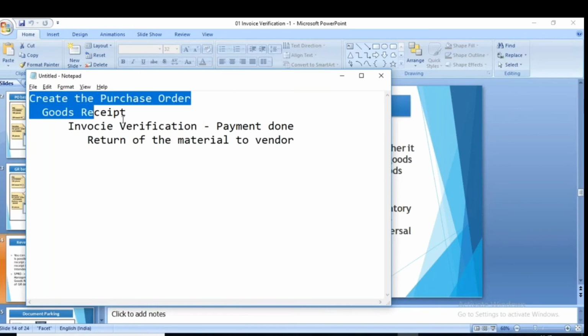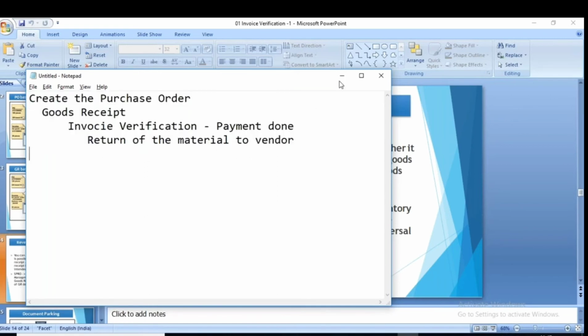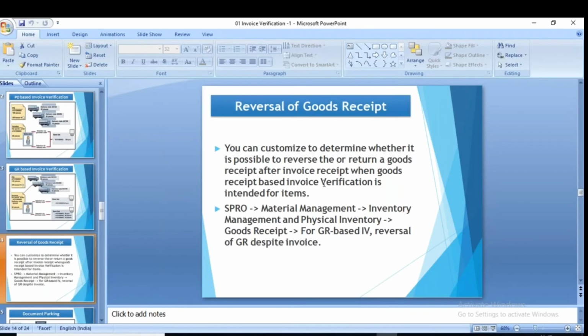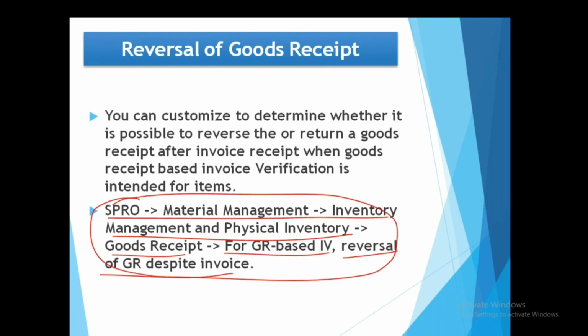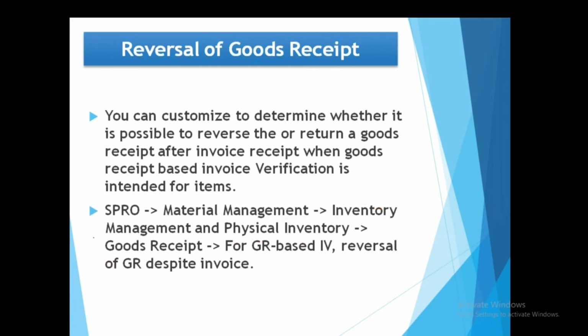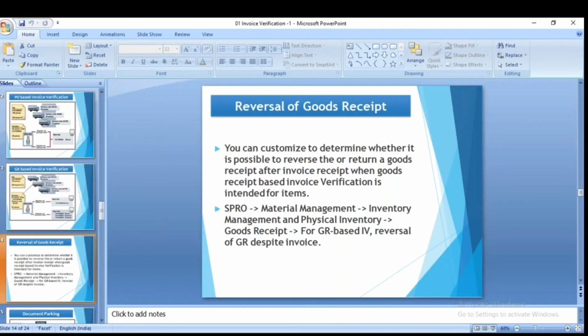But if you want to do this, then you need to do some customization in the system. So we have to do this customization. SPRO, material, you have to go to materials management, inventory management and physical inventory, goods receipt. For GR based invoice verification, reversal of GR despite invoice. So this configuration you have to do if at all you want to return the material still after making the payment to the vendor.